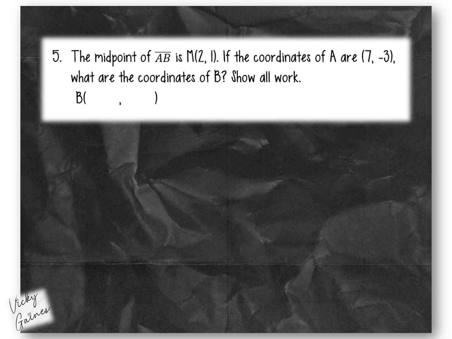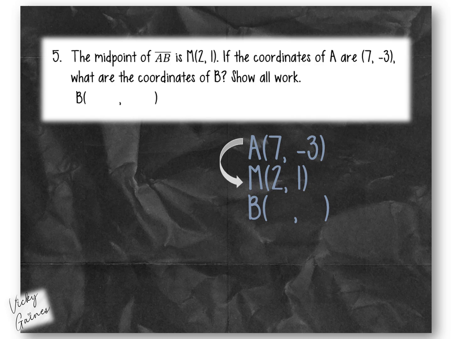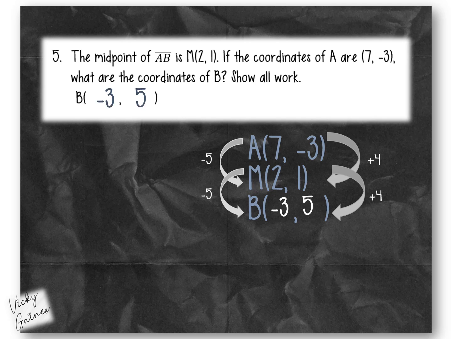So let's see. I said in class, stack them. That's the easiest way. So A's an endpoint, I put that first. M's the midpoint, it goes in the middle. And we're just going to use patterns. So on the left-hand side, how do we go from 7 to 2? We subtract 5. So do it again, and we're at -3. Let's check out the other side. To go from -3 to 1, we added 4. Do the same thing again, and we end up with 5. So there's our answer. B is at the point -3, 5.